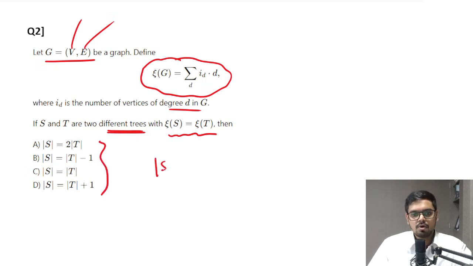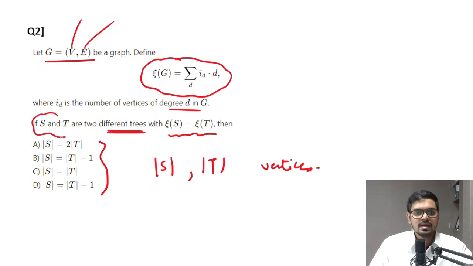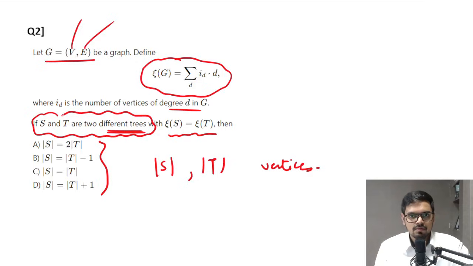So when they are saying mod S and mod T, what does this represent? This represents the number of vertices or the number of edges. In general, this is the number of vertices, not the number of edges. The reason is, when they say S and T are two different trees, S will have vertices, so mod S is the number of vertices. Similarly, T is a tree, so mod T would be the number of vertices. So they need the relation between the number of vertices in S and T if this is the given condition.